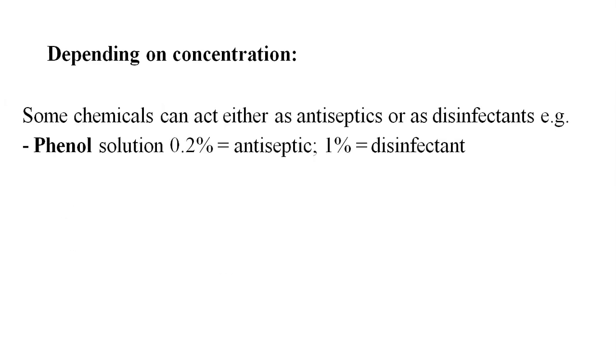Depending on the concentration, some chemicals can act either as an antiseptic or as a disinfectant. For example, 0.2% phenol solution acts as an antiseptic and 1% solution acts as a disinfectant.